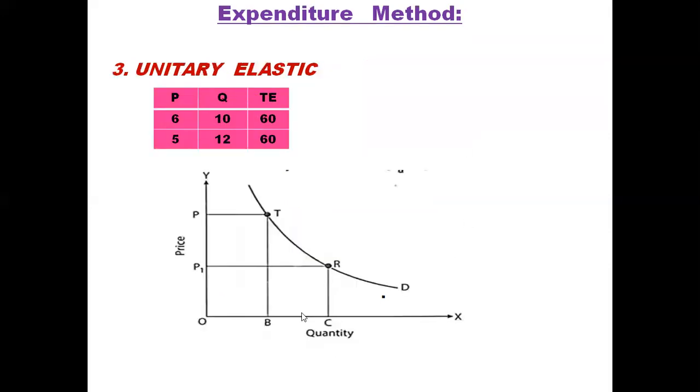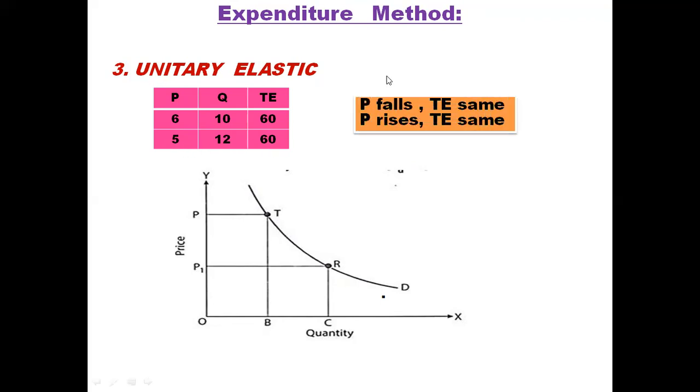Now we come to unitary elastic. So when the price is 6, Q is 10, and total expenditure is 6 into 10, which is 60. When the price falls to 5, the total expenditure is constant, that is 5 into 12 gives us 60. Here unitary elastic, the elasticity is 1. So when the price falls, total expenditure is 60, and when the price rises, total expenditure is the same.